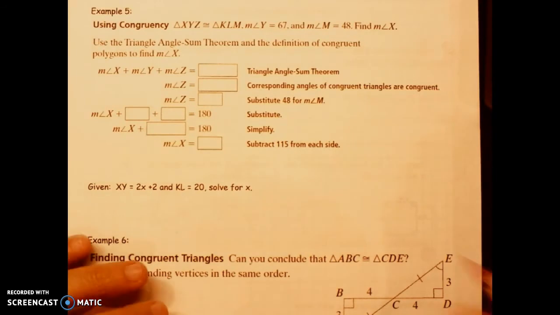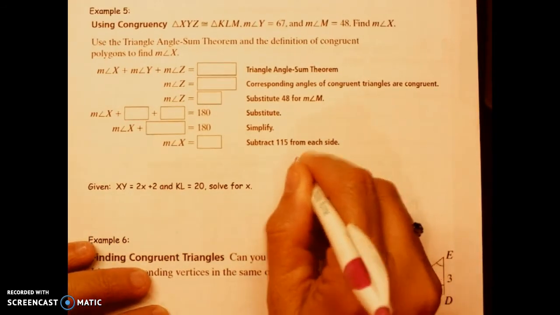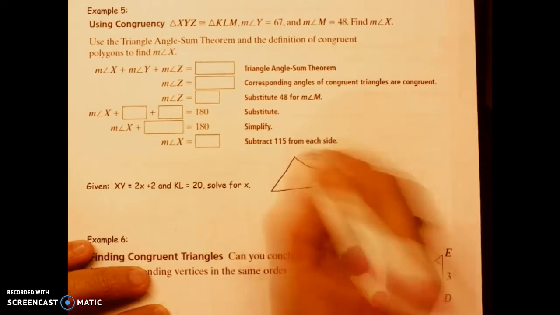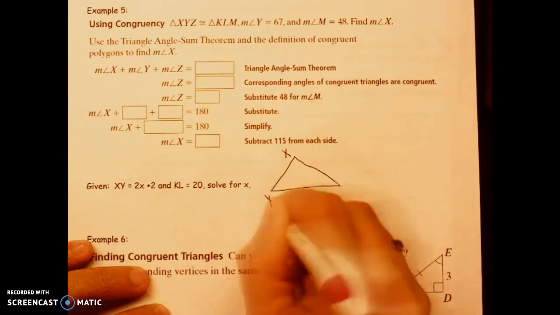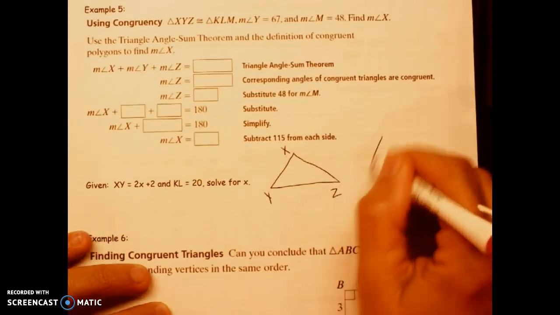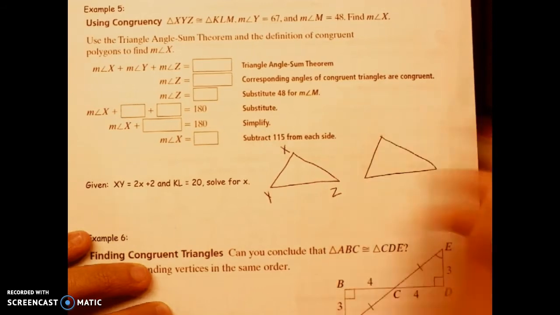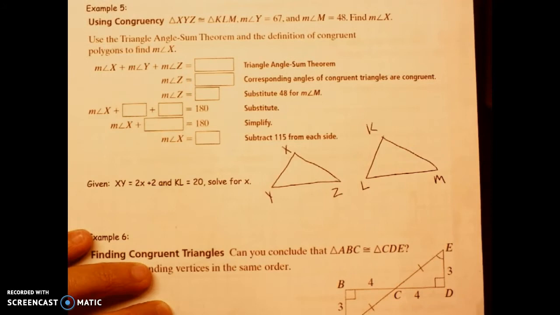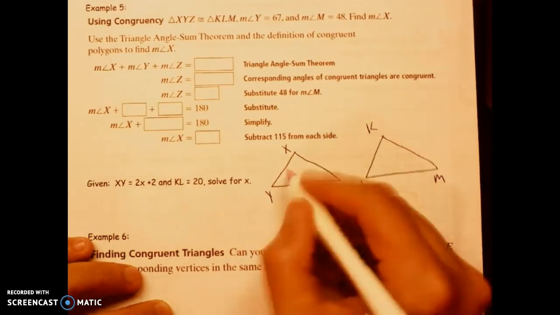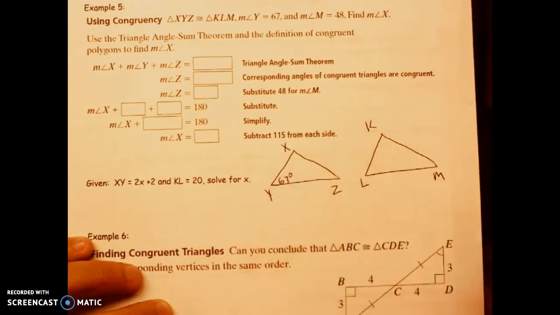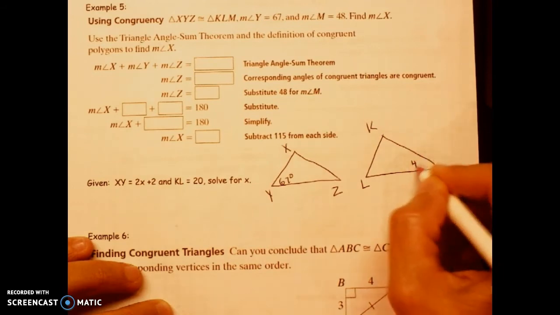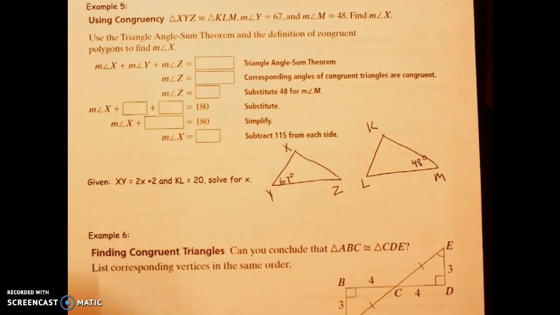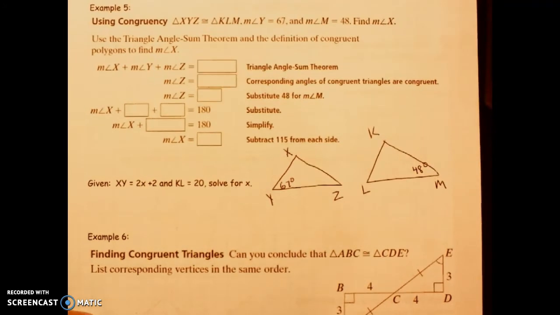First of all, let's go ahead and draw out some triangles. Let's go down here and draw them. So we have triangle XYZ and we have triangle KLM. The first thing we have is angle Y is equal to 67 degrees, and we know that angle M is equal to 48 degrees. I'm going to follow along with the specific notes that I got from your textbook as well.